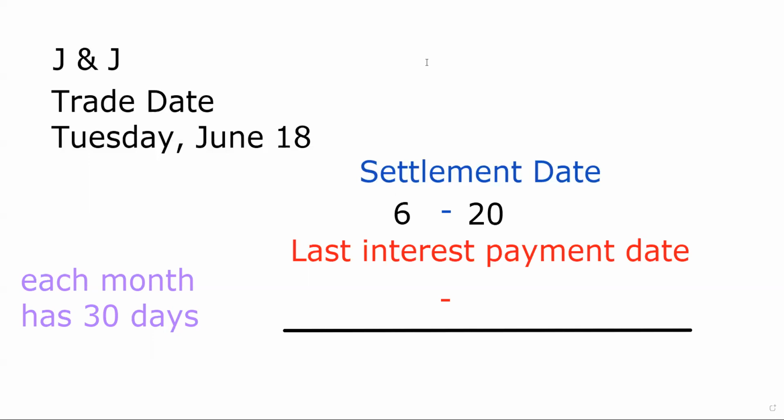And what we're going to do is subtract the last interest payment date. In this case, the last interest payment date was January 1st. That's one. January is the first month of the year. January 1st, 1-1. And when we do that, we get, can't help you with this part, 1 from 20 is 19, and 1 from 6 is 5. So it's 5 months and 19 days. Each of those months, remember, is 30 days. So the answer to this question would be 169 days.